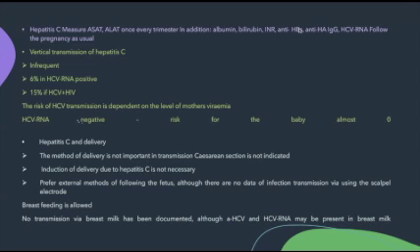We are using the scalp electrode. Breastfeeding is allowed, the same in hepatitis B and hepatitis C. Breastfeeding is allowed. No transmission via breast milk has been documented.